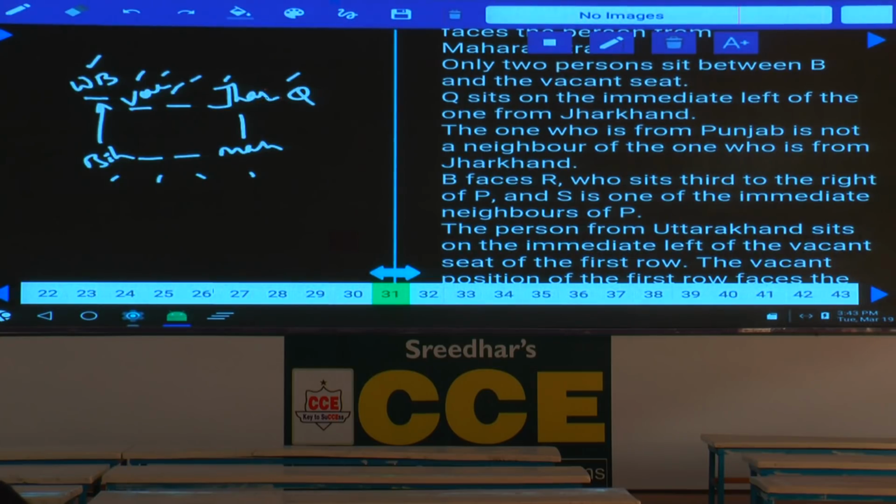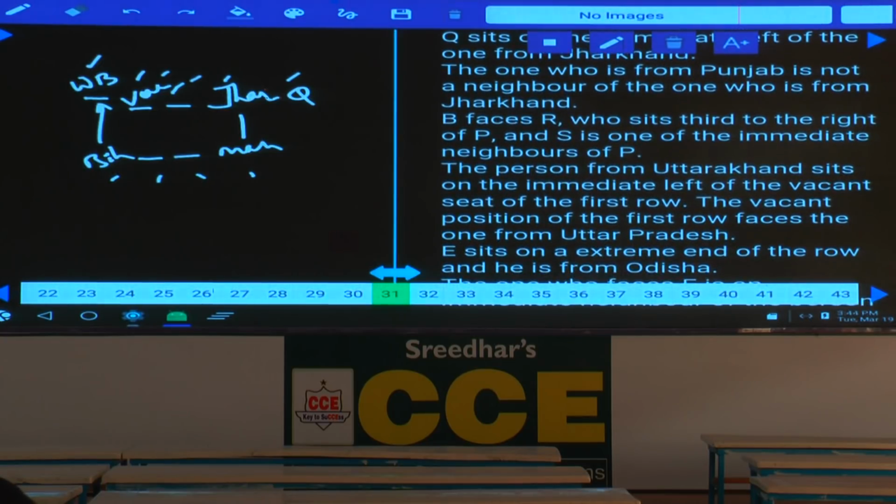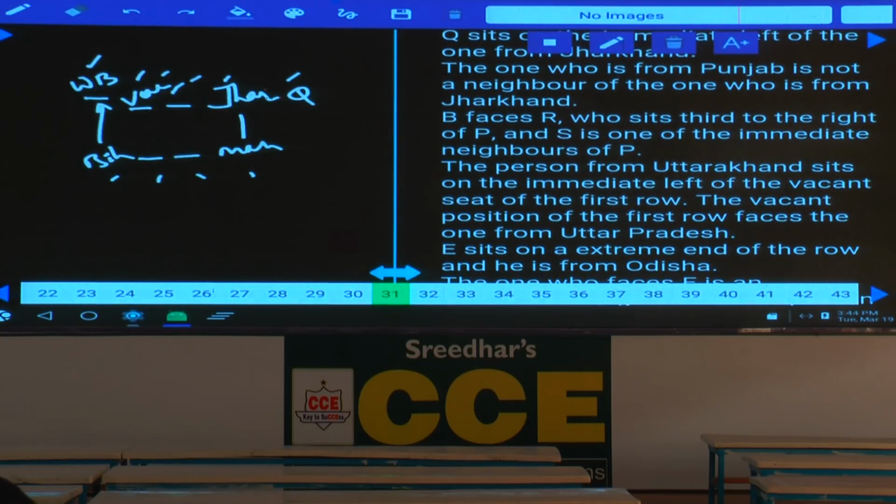And next one, Q sits to the immediate left of the one from Jharkhand. And the one from Punjab is not an immediate neighbor of the one from Jharkhand. These 2 persons cannot be Punjab, and Punjab can be either here or here, isn't it? And there are 2 possibilities.